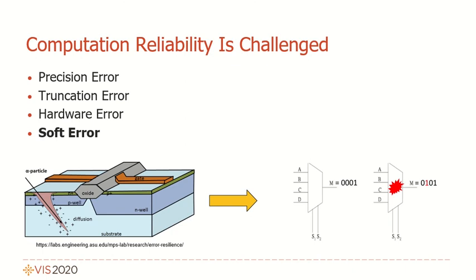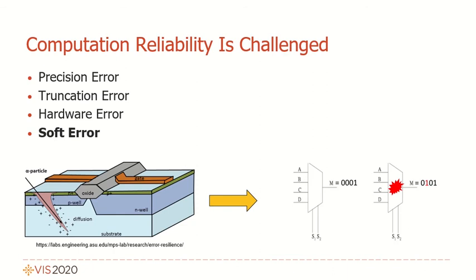There are different kinds of errors that can challenge an application's output reliability. Errors such as truncation error, precision error, and hardware errors are noticed by the application domain and are well studied by domain experts. Soft error is a special kind of error that has begun to threaten the computation's reliability.